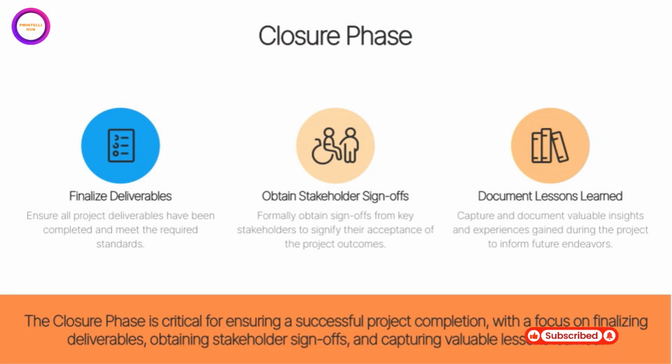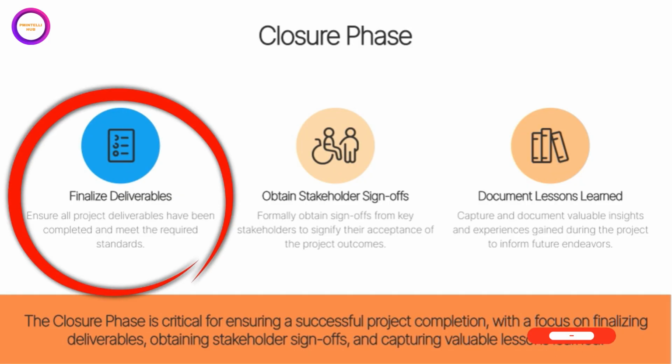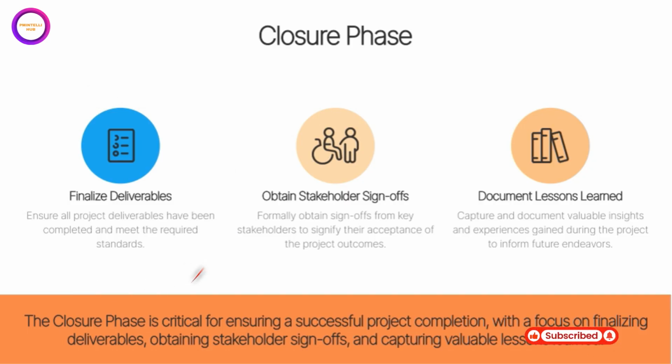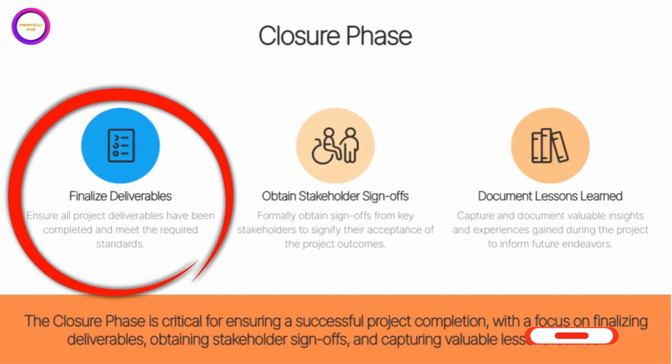Now, let's talk about the closure phase. This is really the final stretch of the project, where we focus on making sure everything is wrapped up properly. First, we finalize the deliverables. That means confirming that all the work we've agreed upon has been completed and meets the required standards. It's important to double-check these so nothing is left unfinished or below expectations.